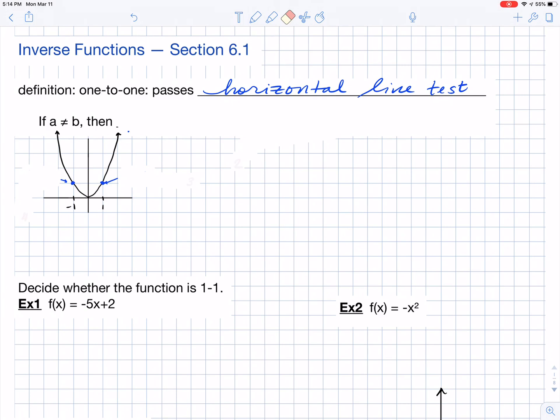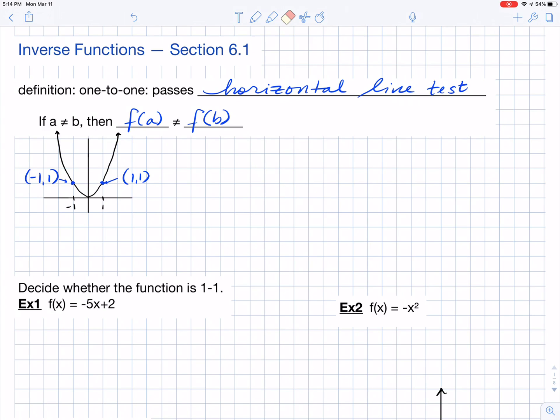And so this definition says that if my x value a does not equal my x value b, then the y value at a, f of a, should not equal the y value at b. So in this example, you'll see that I've marked two coordinates. One of them is the coordinate (1, 1), and the second one is the coordinate (-1, 1).